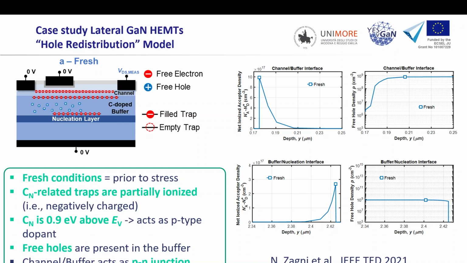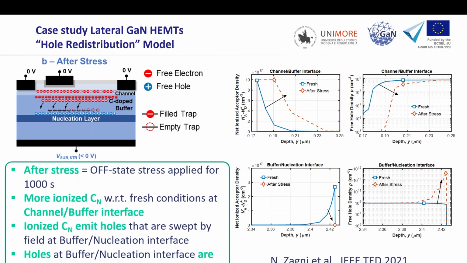So what happens basically is because of the C doping, you have holes in the buffer, and these holes can move around and will give you some dynamic effects that are related to the amount of traps that will be ionized here close to the channel that will deplete the 2DEG after stress. So you see that this is a picture in the fresh condition, before applying stress. This is the depletion region between the buffer and the channel. You have a high concentration of ionized traps, and this is the free hole profile.